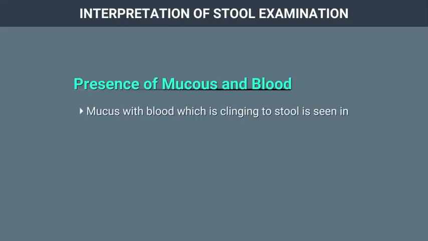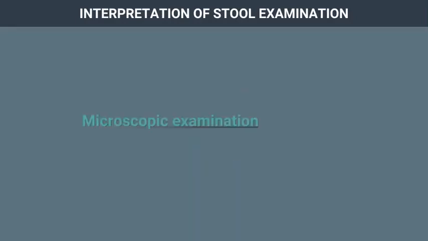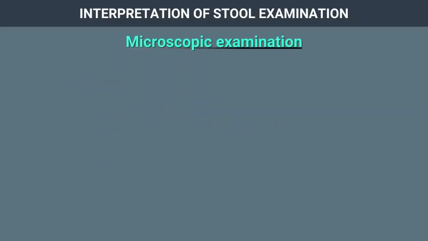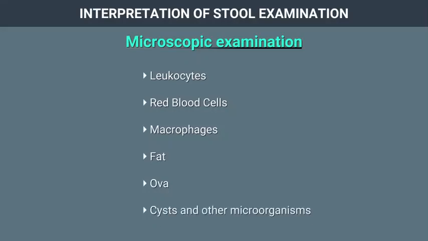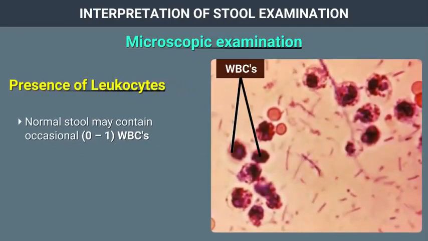Mucus with blood which is clinging to stool may be seen in malignancies of colon and inflammatory lesion of rectal canal. Microscopic examination is done to look for the presence of leukocytes, red blood cells, macrophages, fat, ova, cysts and other microorganisms. Presence of leukocytes. Normal stool may contain occasional white blood cell.